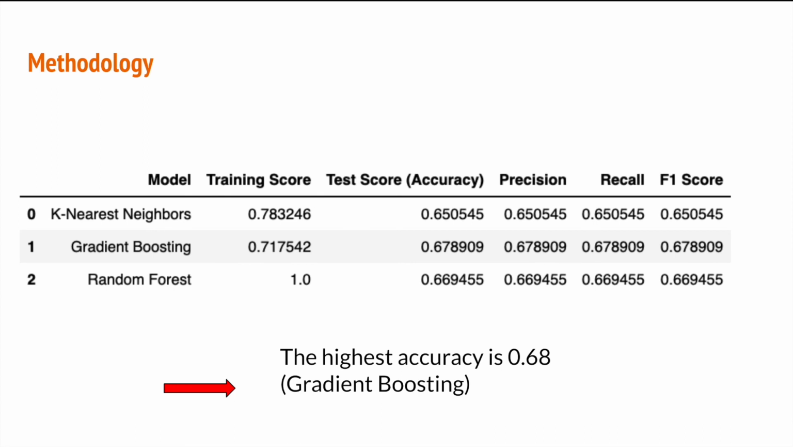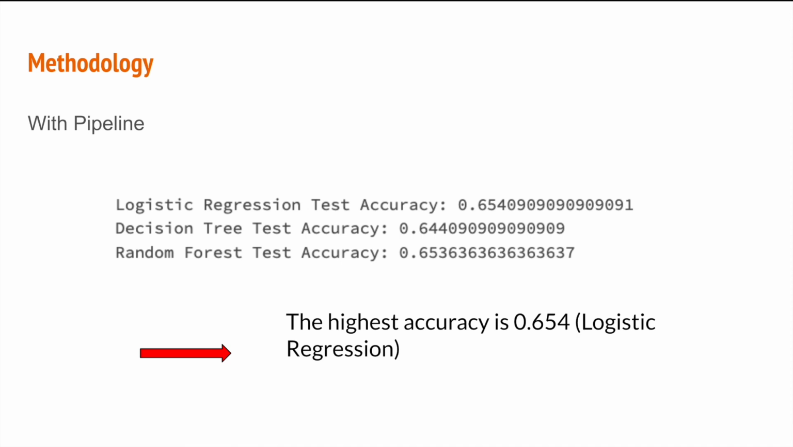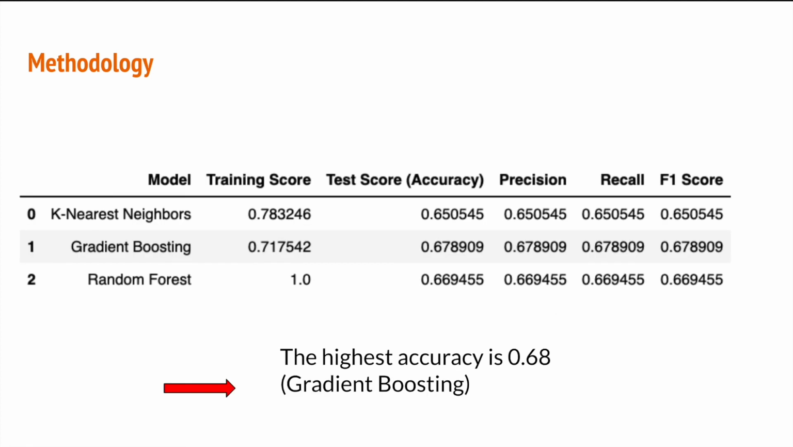And next I want to apply a pipeline. The reason why we want to apply it is because with a pipeline we can get the results faster and more exactly. We also try to use three models: logistic regression, decision tree, and random forest, and we got the highest accuracy of 0.644 from logistic regression. We compared the results of logistic regression and gradient boosting, and gradient boosting is still higher, so we decided to use gradient boosting.